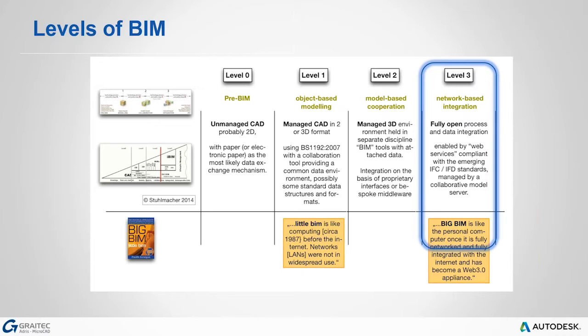Now, this whole concept, this level 3 concept, is known as Open BIM. Now, the UK government target for public sector working at level 3 is going to be 2019. So it's a little way off yet. So they're being fairly realistic about this.